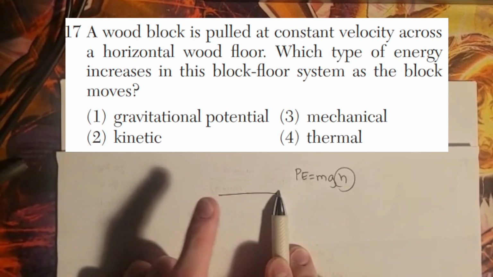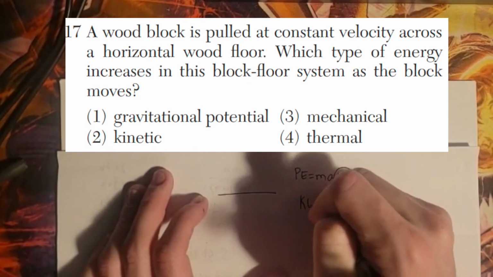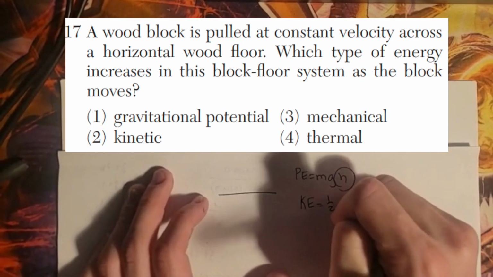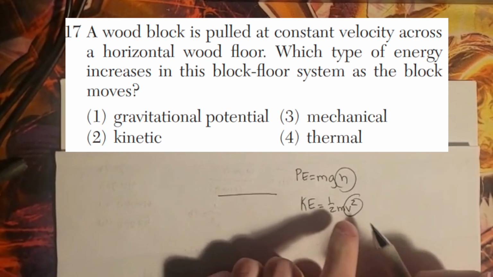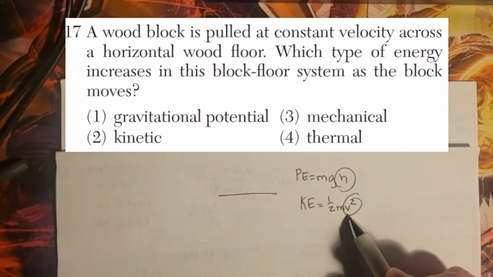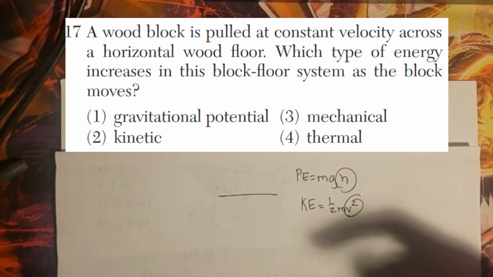Next one says kinetic. Option 2 says kinetic. Well, kind of the same idea, right? As per your formula, KE equals 1/2 mv squared. The only way your kinetic energy is changing is if your velocity or your speed is changing. It says right in the question that we're going at a constant speed, constant velocity, so we're not changing my kinetic either.